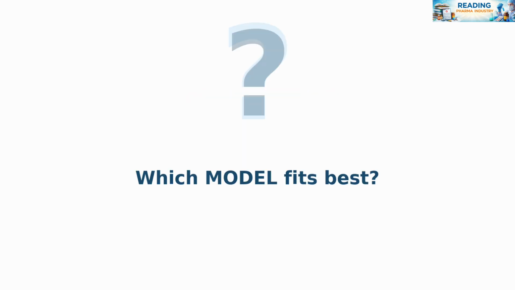Here is the big question we face every time we look at some data. And the question is, which model fits best? So looking at scattered data points, we need to find a mathematical equation, that is, a model which can describe the pattern hiding in your data. So choosing the right model is crucial for making accurate predictions, and that would help you to understand your data better.